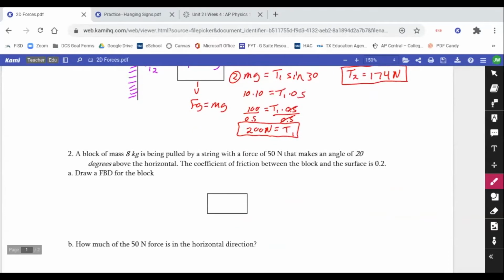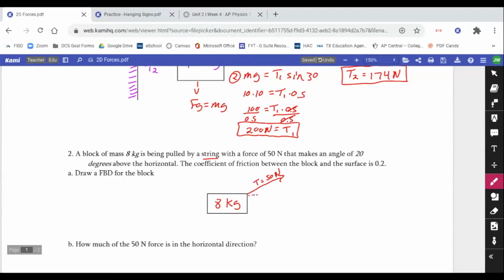Now we've got a block of mass 8 kilograms. So I'm going to go ahead and write 8 kilograms into the block. It's being pulled by a string with a force of 50 newtons. So we have a tension because it says string. String means tension. 50 newtons, that makes it 20 degrees above the horizontal. There's an angle there. Okay, so that means I'm pulling this like that. My tension is equal to 50 newtons. And it said 20 degrees to the horizontal.